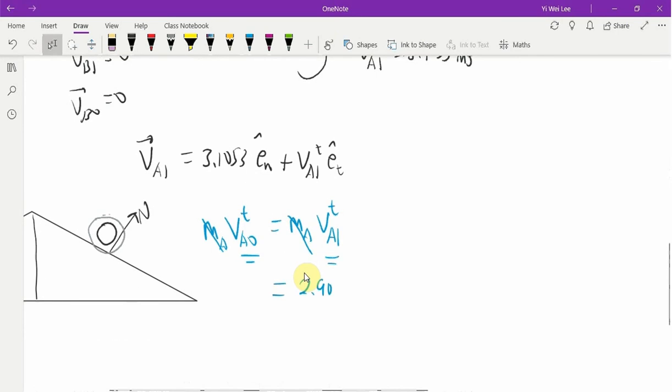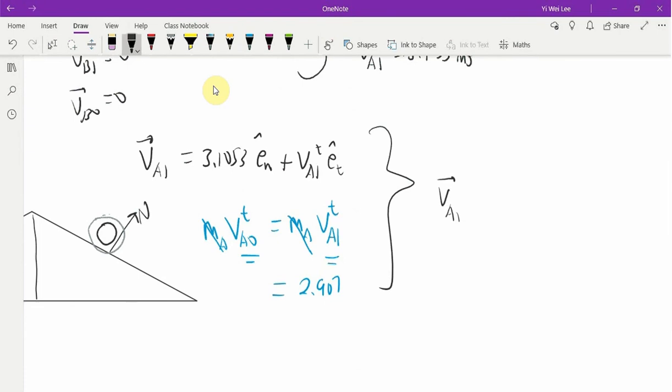So from these two equations, we can finally say the velocity of A after collision is equal to 3.1053 en plus 2.907 et. Right?